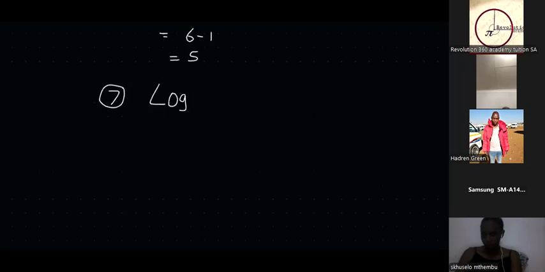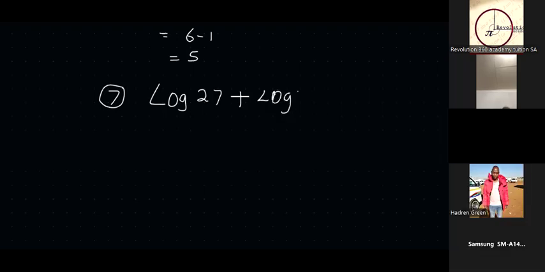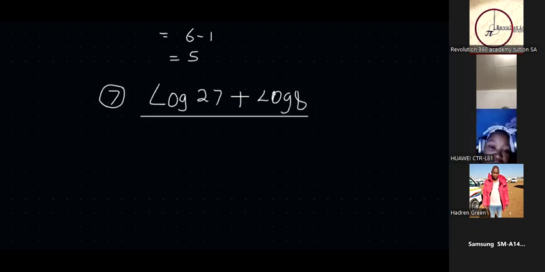And then they're saying what? Plus log 8. Plus log 8. Then they say divide by what? Divide by log 18. Log 18 minus log 3. They're saying simplify here without the use of a calculator.